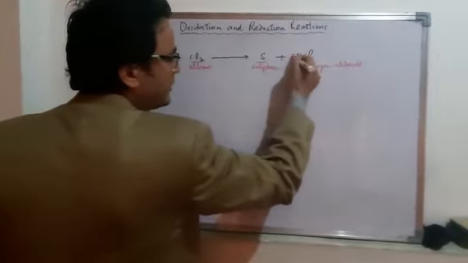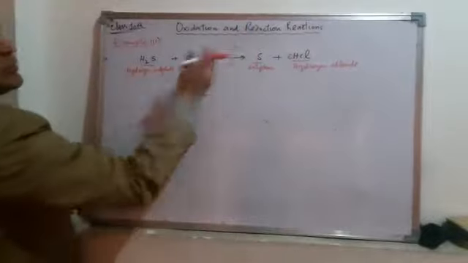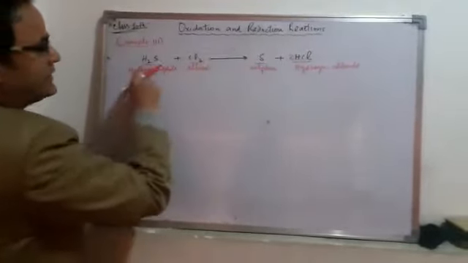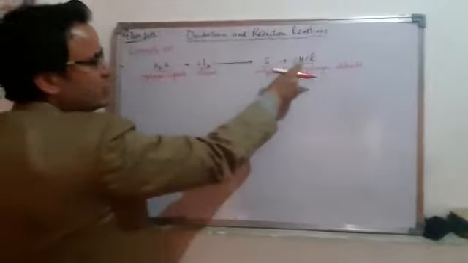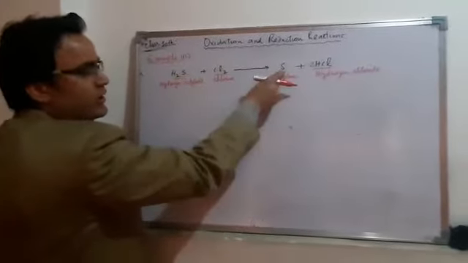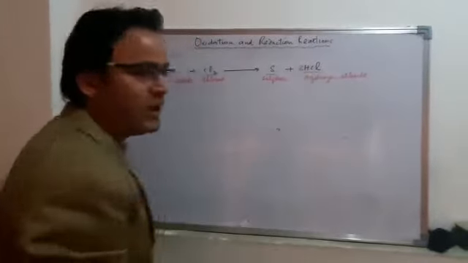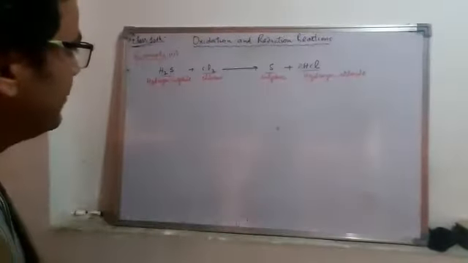Now let me put it here 2. Now you see yourself whether the chemical equation is balanced or not. Yes, it is balanced. 2 atoms of hydrogen, 2 atoms of hydrogen, 1 atom of sulfur, 1 atom of sulfur, 2 atoms of chlorine, and 2 atoms of chlorine. Now the chemical equation is balanced.